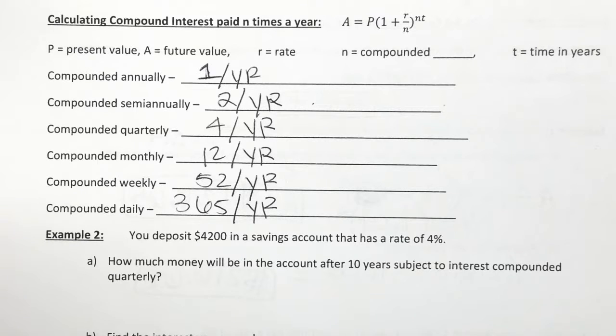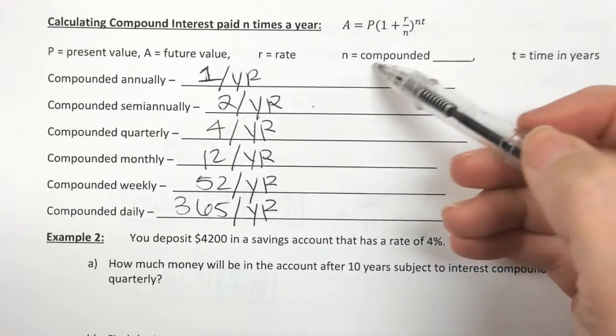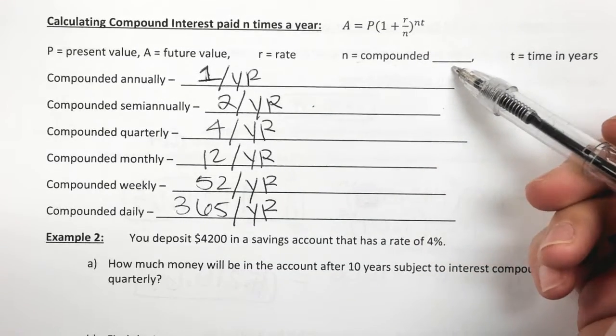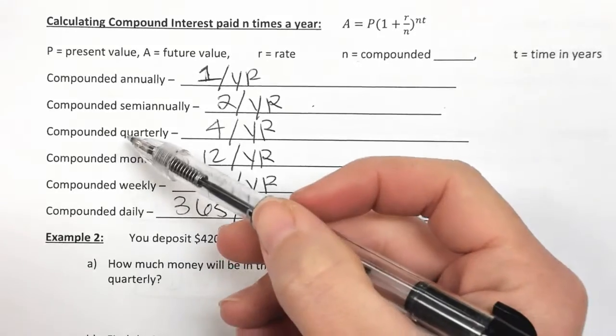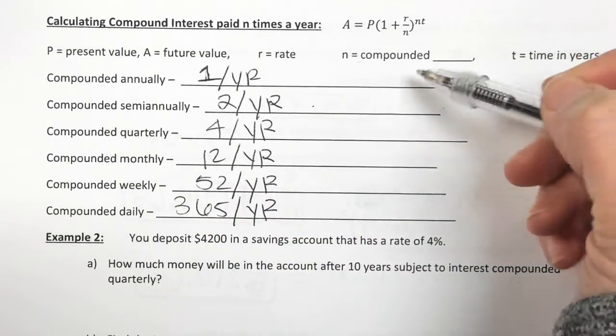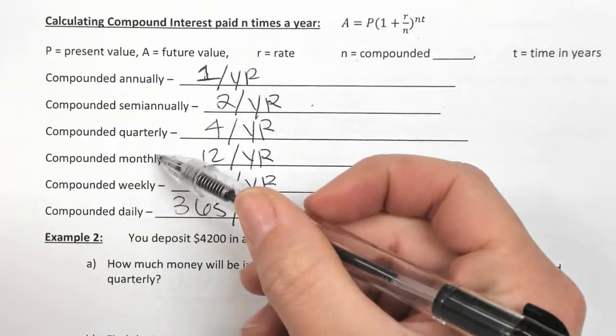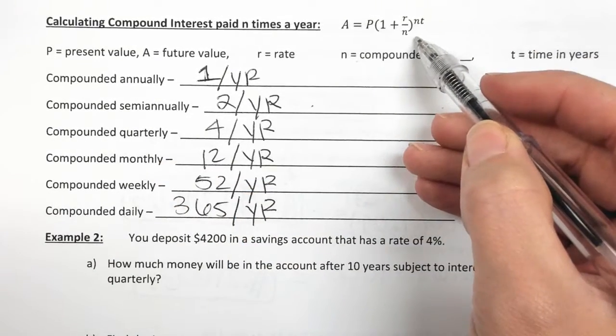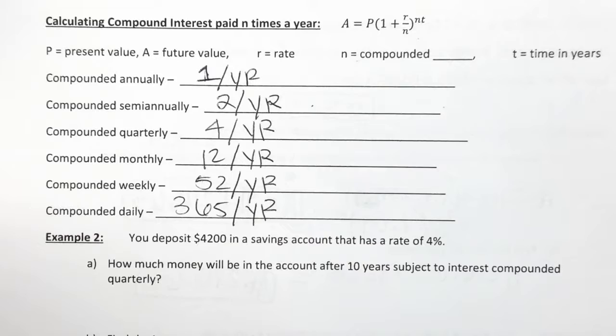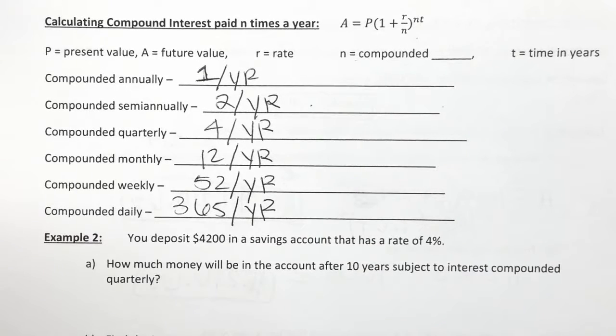Okay. So from now on, the N in the formula, when it says compounded blank, if it were to say compounded quarterly, for the N in this formula, we would put 4. Does everybody understand? If it says compounded monthly, we would put what for N? 12. Okay? And then time would still be the time in years.